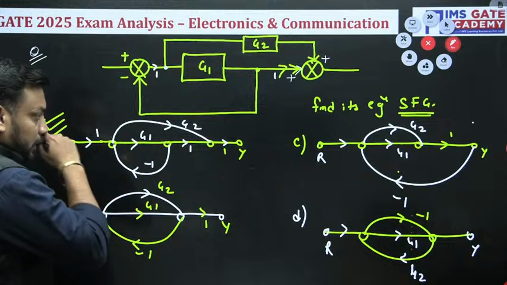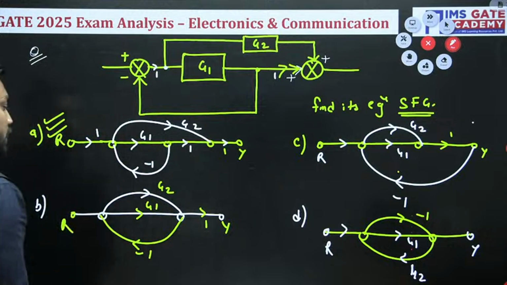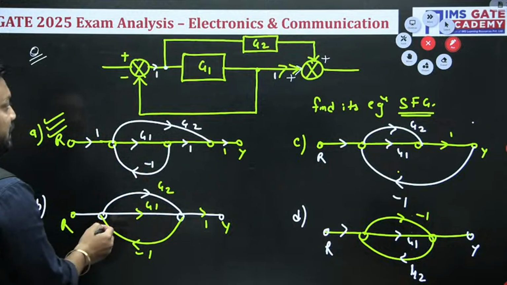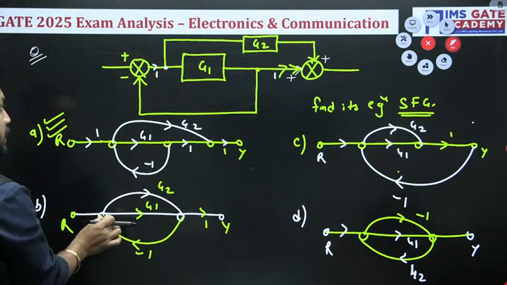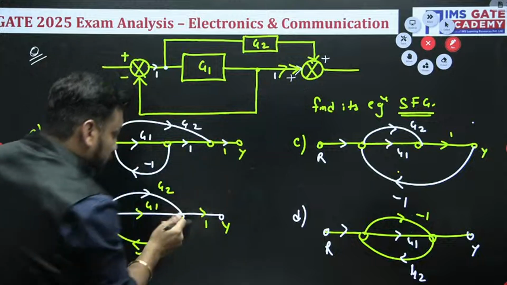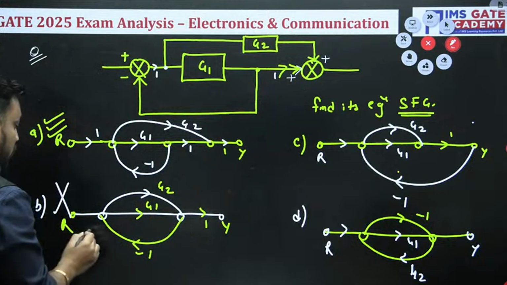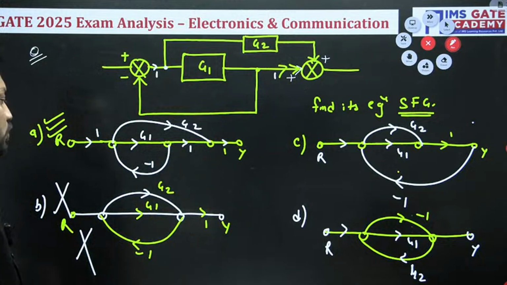Okay. So it means now option number B. In option number B, what has the examiner done? These two nodes the examiner has merged here, that is okay, sir. But this we cannot merge, so that is why option number B is wrong only. Option number B is for sure wrong only.